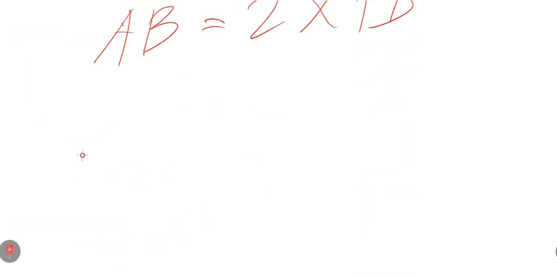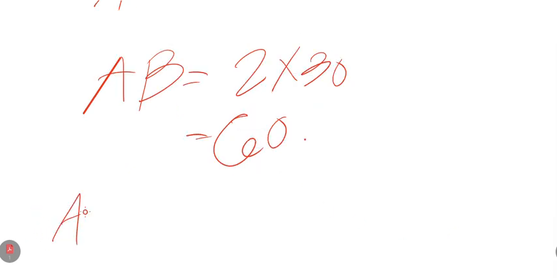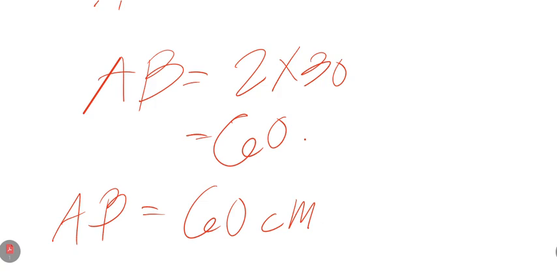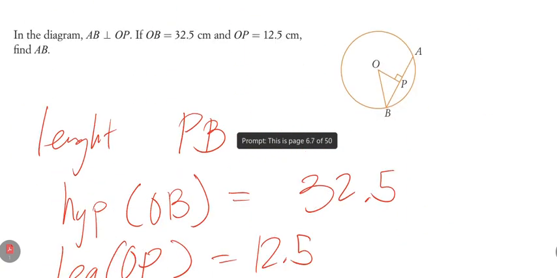So that's going to give us AB is equal to 2 times 30, which is equal to 60. So the measurement we have here is AB equal to 60 cm. That is how we find the answer for part A.